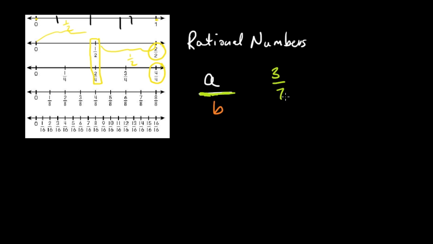So 3 over 7 is a rational number. Or negative 5 over 2 is a rational number. 1 and 1/2 is a rational number. And of course, all the other numbers, 1, 2, negative 5, all of these are rational numbers because they can all be written that way. The number 6 can be written as 6 over 1, so 6 is a rational number.